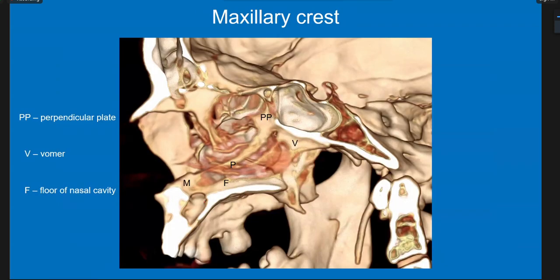Here again is the maxillary crest. You have the maxillary portion, the posterior palatine portion. You have the perpendicular plate, and you have the vomer. And you can see if you follow the floor and angle your instrument, you'll end up in the floor of the nasal cavity towards the floor of the sphenoid sinus.